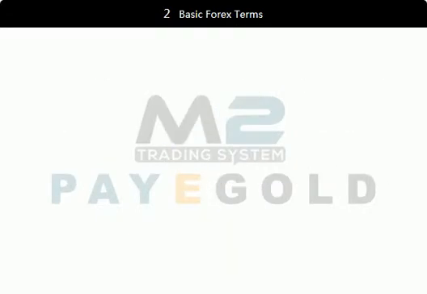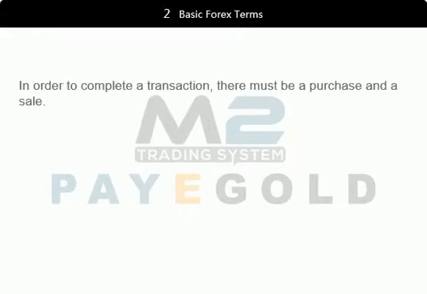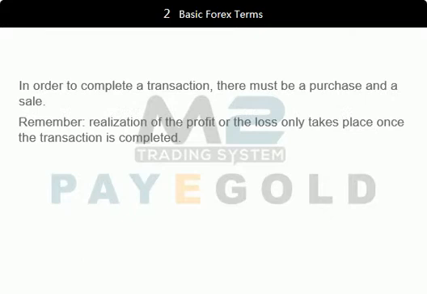Transaction position. In order to complete a transaction, we need to perform a purchase and a sale. If a purchase and a sale were not performed, then the transaction was not completed, and it doesn't matter if you're going to gain or lose in the course of the transaction. Now remember, this is an important rule. Realization of the gain or loss occurs only when the transaction is complete.